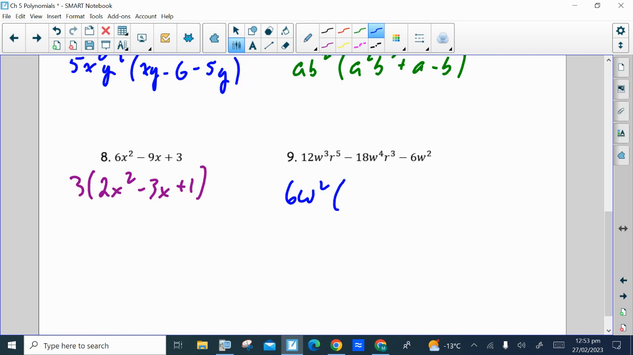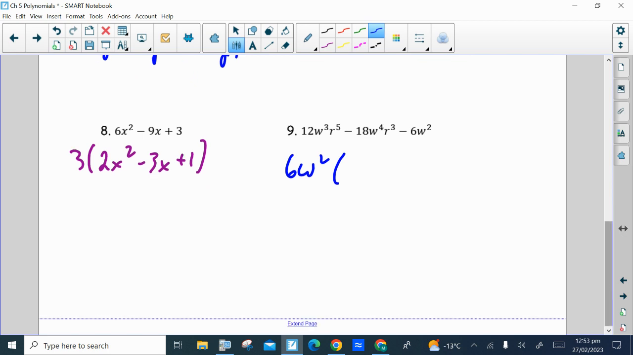So Jensen, what's going to go inside the brackets? What will our other factor be? Well, you divide each term by the common factor. If you divide 12 by 6, Jensen, what do you get? 2. When you divide w cubed by w squared, what do you get? Just w. And then the r to the 5th is not being divided by any r's, so it stays r to the 5th. Next term.